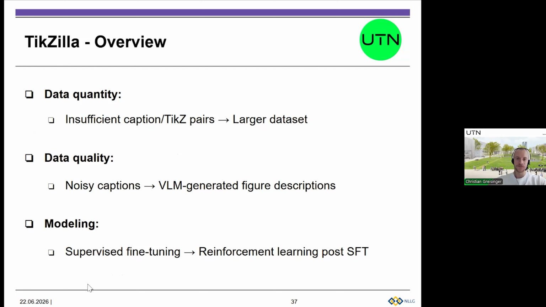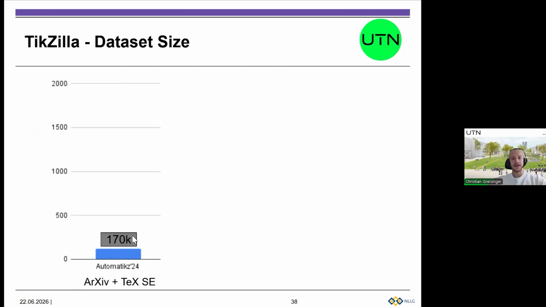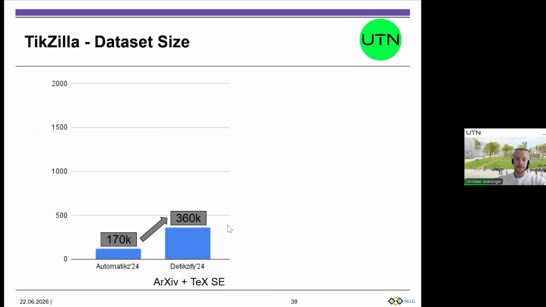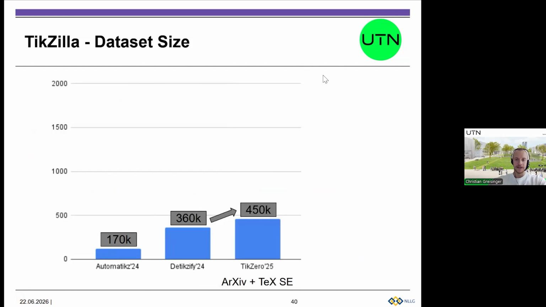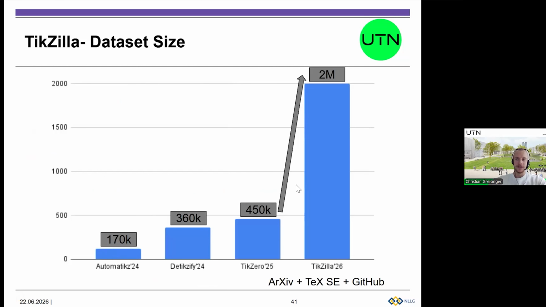For dataset size, it started with AutomaTikZ. It uses samples from arXiv and TeX Stack Exchange with 170K samples. This got improved to 360K samples for DeTikZify with the same domains, and then 450K for TikZero. And now we are dealing with a little bit over 2 million samples. This discrepancy comes because we now also introduce GitHub as a large-scale source, which also includes TikZ code. And for arXiv, especially in the past year, there have been so many submissions that we can basically source a whole lot more data.